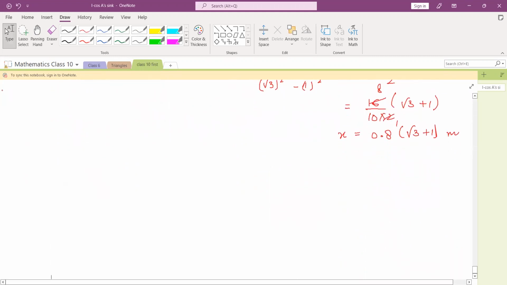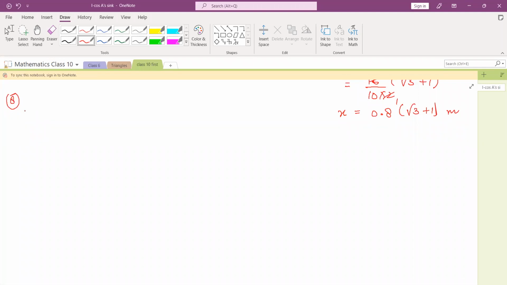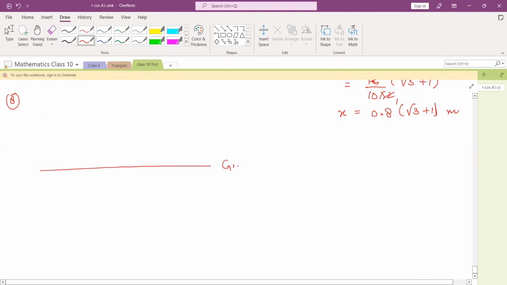All right, next question then. Question number 8. The angle of elevation of the top of a building from the foot of a tower is 60 degrees. So there's a building and there's a tower. First of all, draw the ground. Let's say this is my ground. So the angle of elevation of the top of a building. Let's say this is my building.